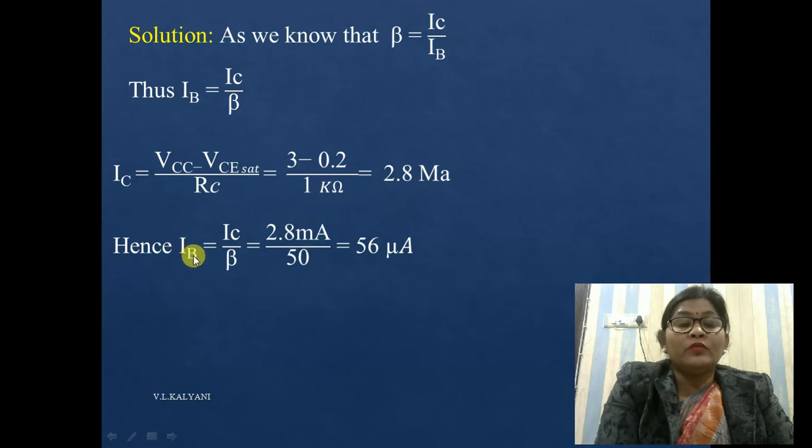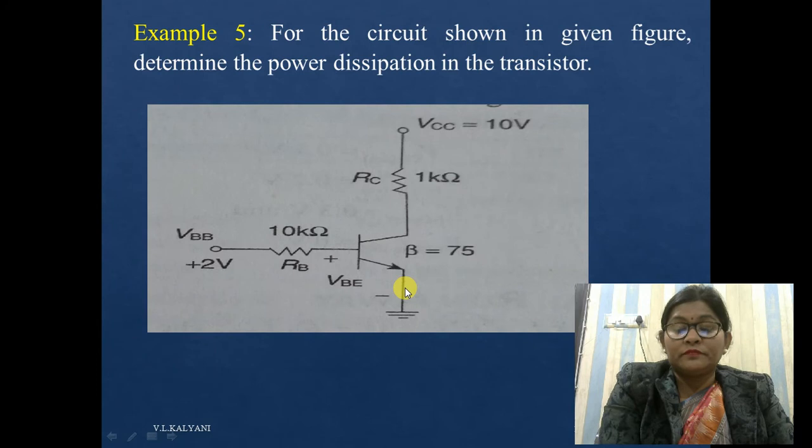Next, to calculate the IB, this is equal to IC upon beta, and here we have already calculated the collector current IC, which is equal to 2.8 milliampere. So put this value upon beta, which is already given. This is 50. So after calculating, the minimum base current will be equal to 56 microampere.